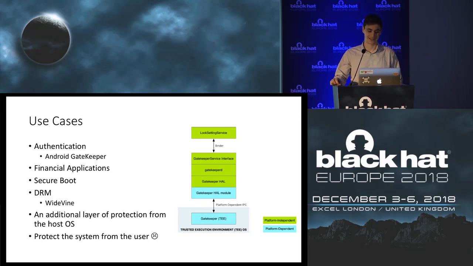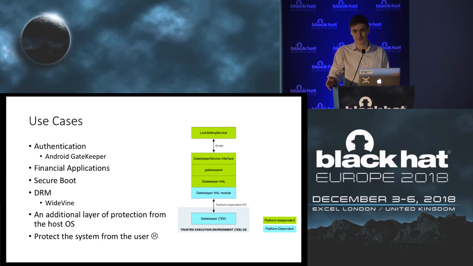So the use cases of this stuff, authentication is one I talked about. Android has the gatekeeper functionality, and this is actually shown on the right side here. So you have this lock setting service. It's going to talk through Binder, which is the userland inter-process communications that's used by Android. And it talks to the gatekeeper service, which is a little server that's sort of running there. That ends up talking to Gatekeeper D. There's a lot of layers to this sandwich.